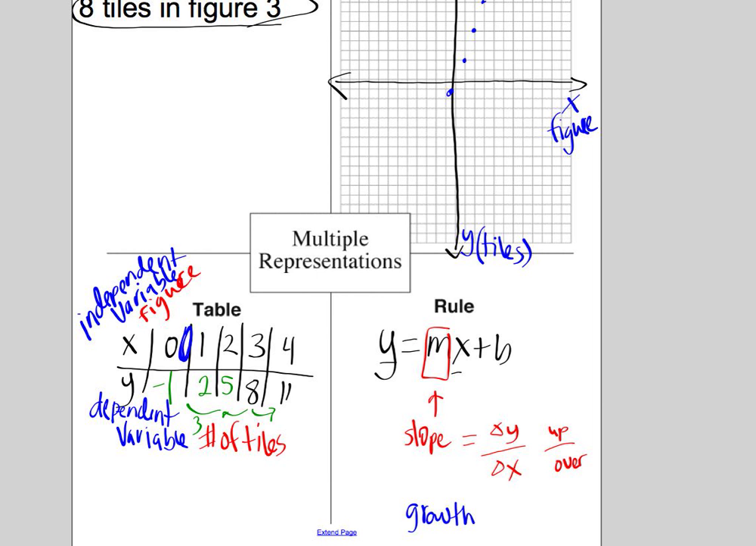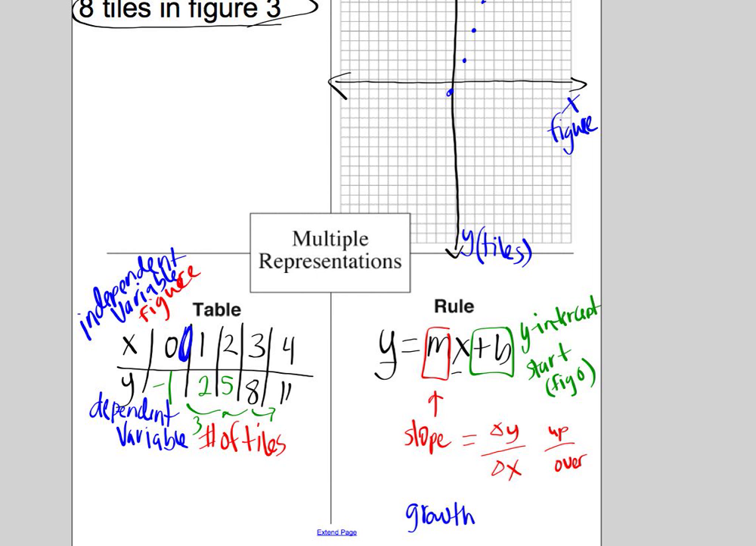The other value, B, we need to remember that that's the y-intercept. And we also call that the starting point. In this case, it's going to be figure 0. We always look at the 0 figure. So now we're ready to write our rule for this situation because we can see the growth. We already saw the growth of 3.